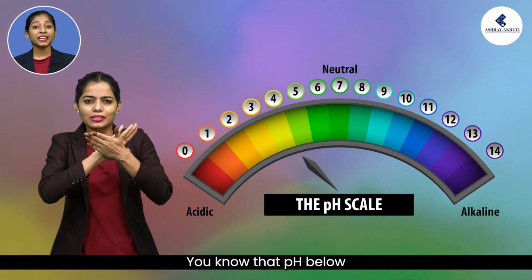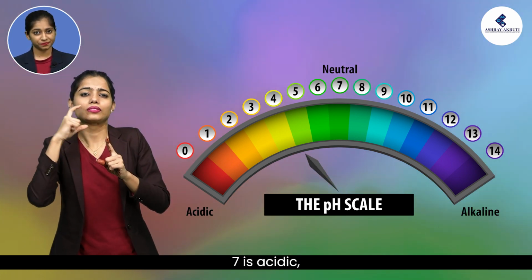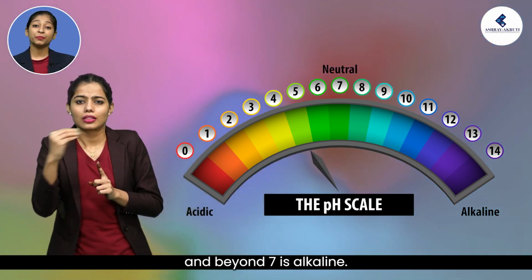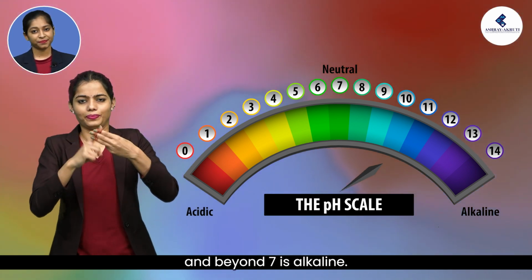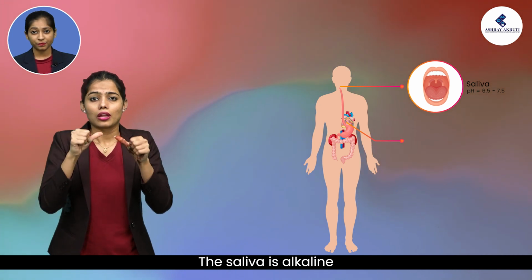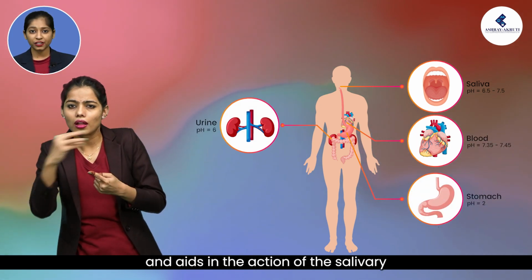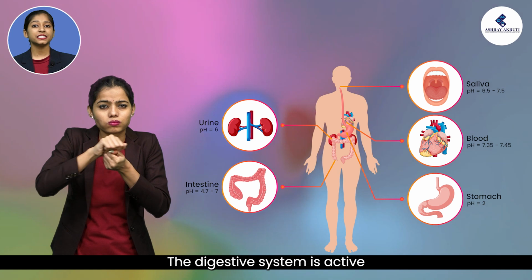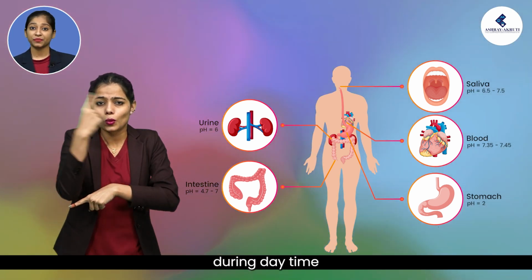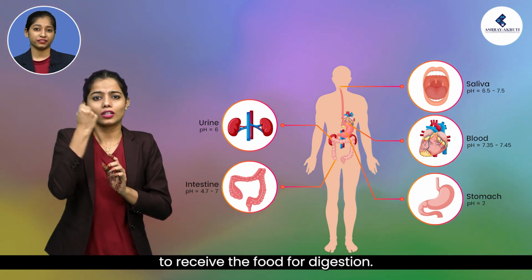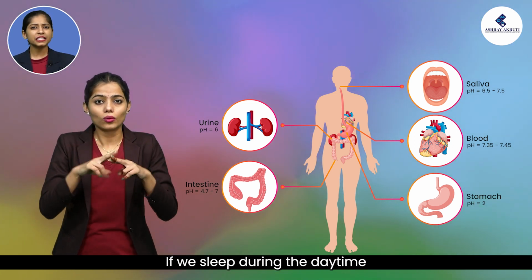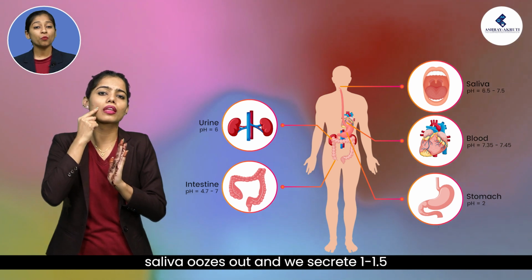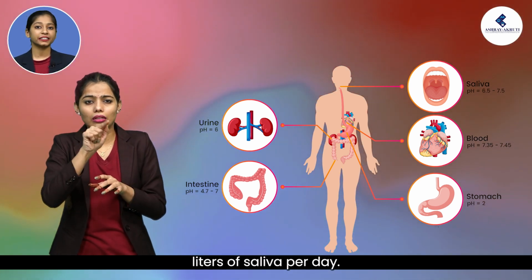You know that pH below 7 is acidic. pH 7 is neutral and beyond 7 is alkaline. The saliva is alkaline and aids in the action of the salivary amylase enzyme. The digestive system is active during daytime and ready to receive the food for digestion. If we sleep during the daytime, saliva oozes out and we secrete 1 to 1.5 liters of saliva per day.